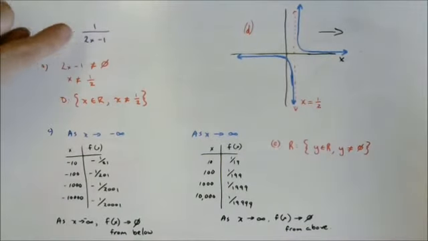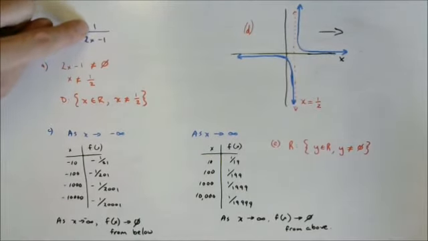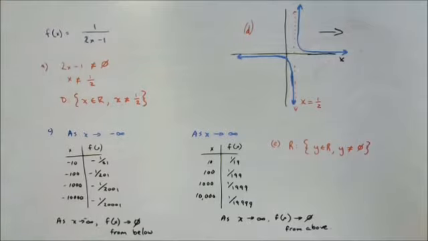Why will it never equal 0? Well, because you have a 1 in the numerator. So it can't possibly be 0. It's always going to be 1 over something. Okay.